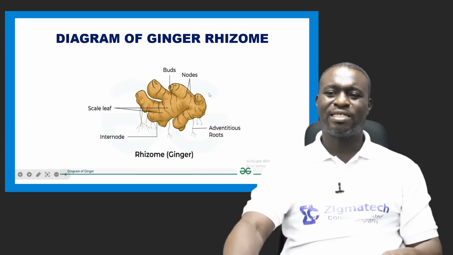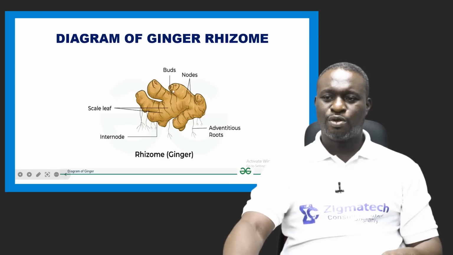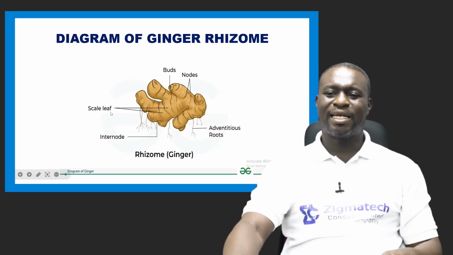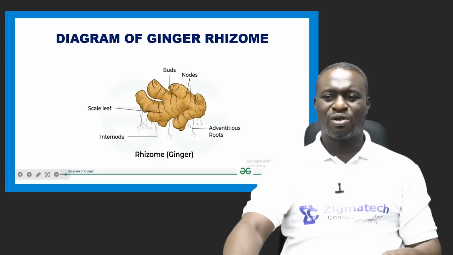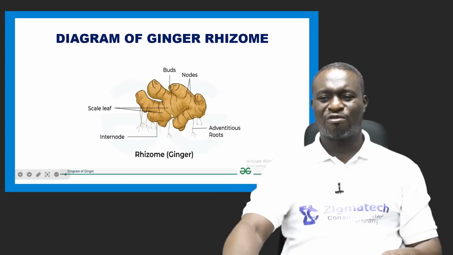Now you can see the ginger plant. You can see that these are the buds. You can see the node. The internode is there. You can see that it has a scaly leaf. And then you can also see the adventitious roots that are found with the ginger. So it has adventitious roots. All right. So please take note of the parts.